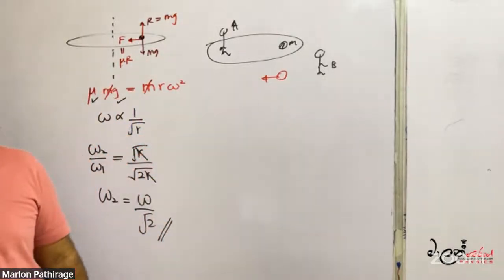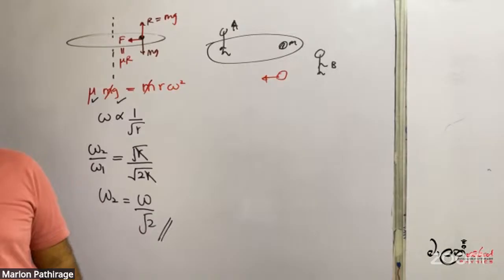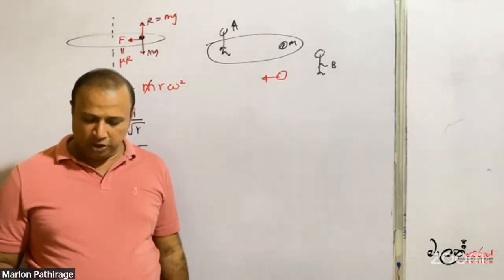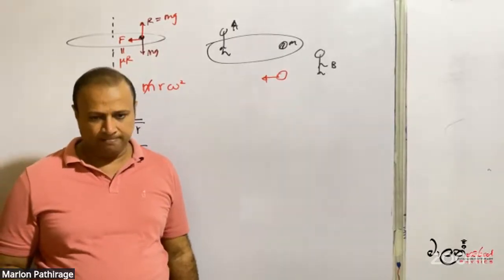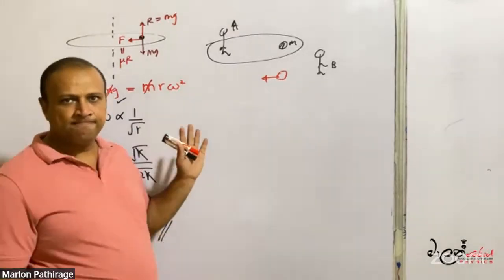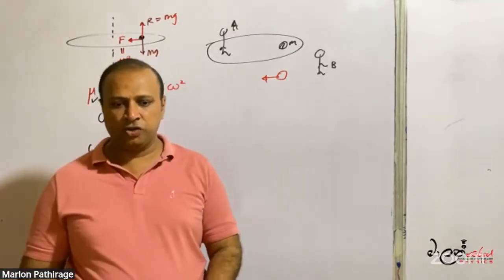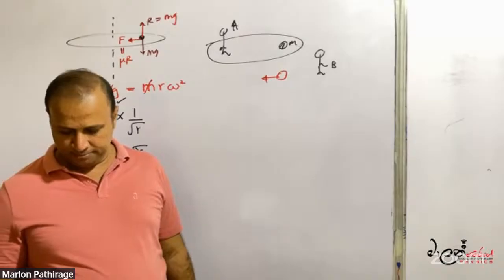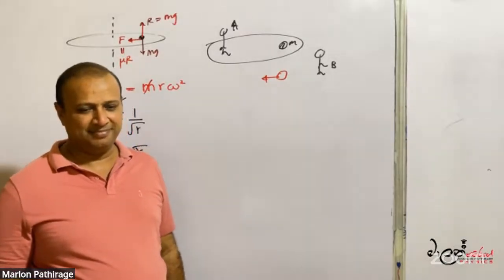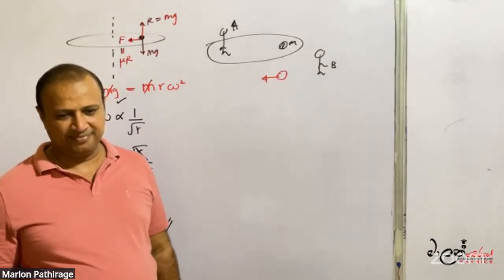Therefore, what is the answer? The answer is answer number 1. According to A, the resultant force is 0. According to B, it is towards the center, so definitely it should be answer number 1. Is that clear? If it is clear, please raise your hand. Thank you. Okay.